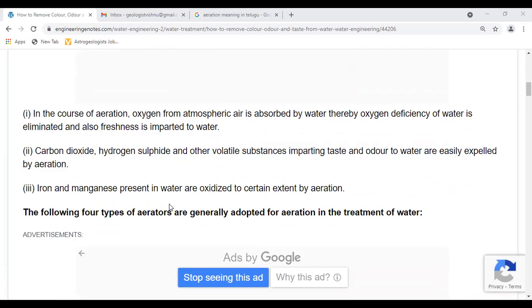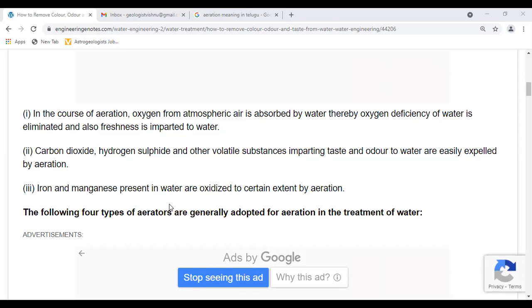Point one: in the course of aeration, oxygen from atmospheric air is absorbed by water, thereby oxygen deficiency of water is eliminated and freshness is imparted to water. Second point: carbon dioxide, hydrogen sulfide, and other volatile substances imparting taste and odor to water are easily expelled by aeration. Iron and manganese present in water are oxidized to a certain extent by aeration.